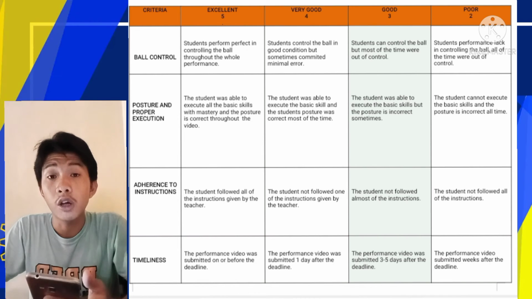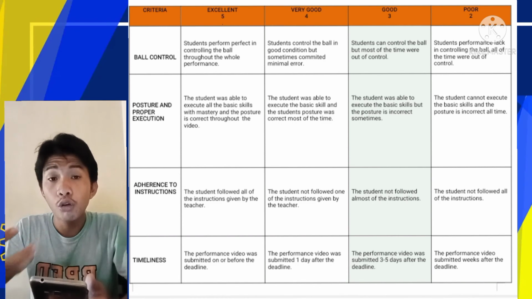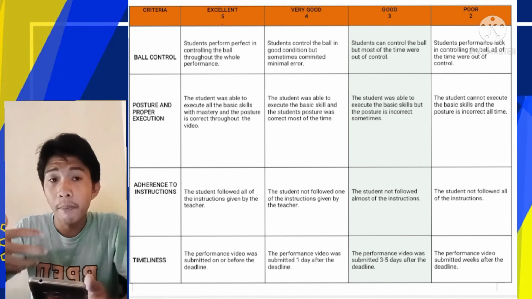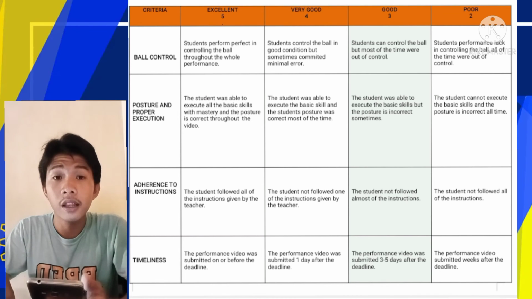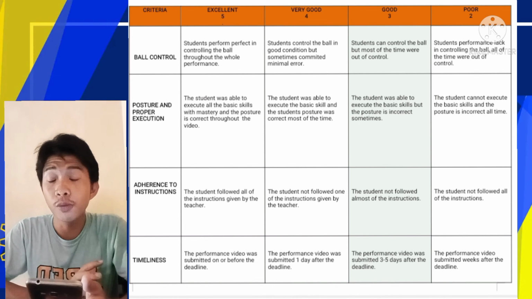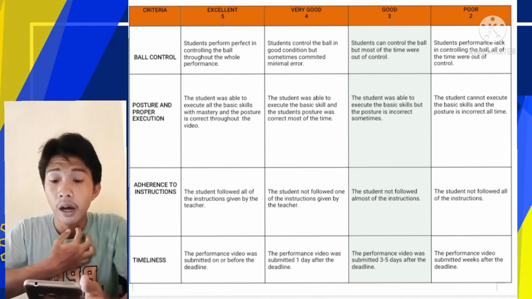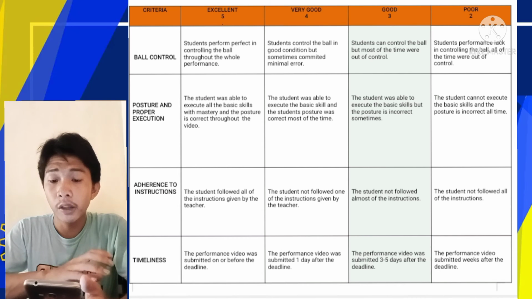For the rubric of the performance in performing the basic skills, the criteria are ball control, posture and proper execution, adherence to instruction, and timeliness. The levels of performance are 5 points for excellent, 4 points for very good, 3 points for good, and 2 points for poor.